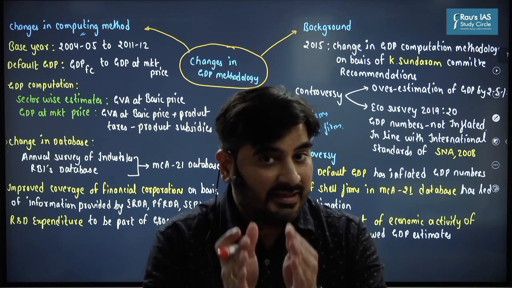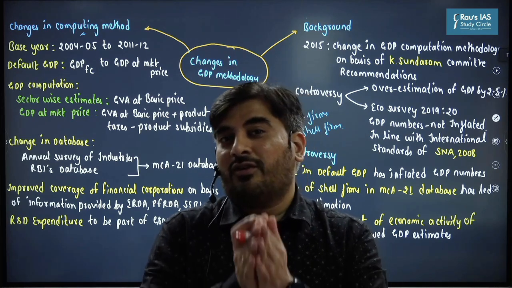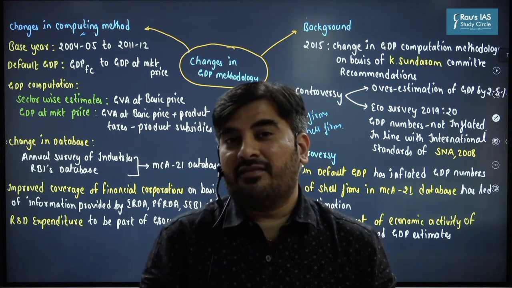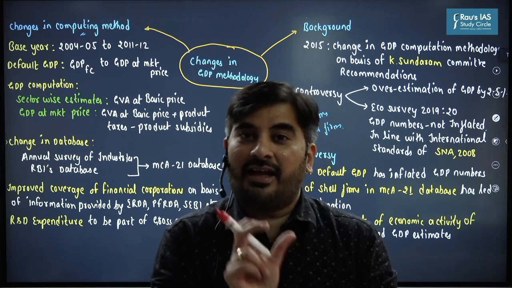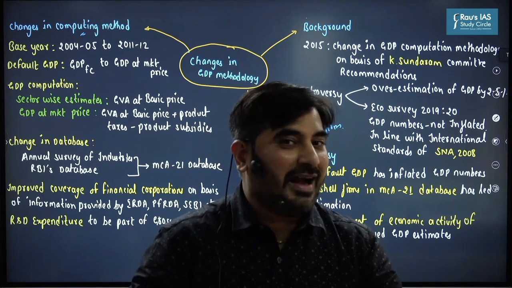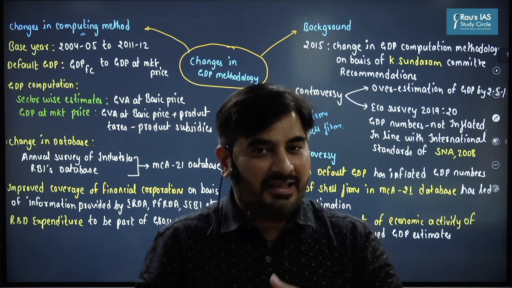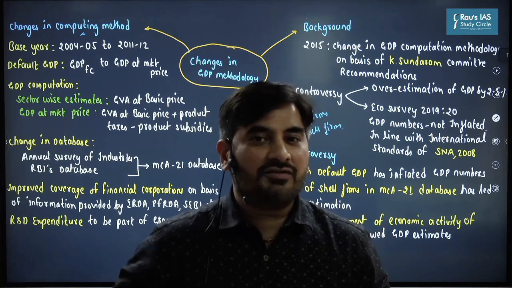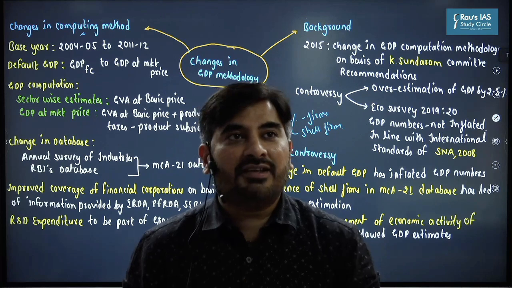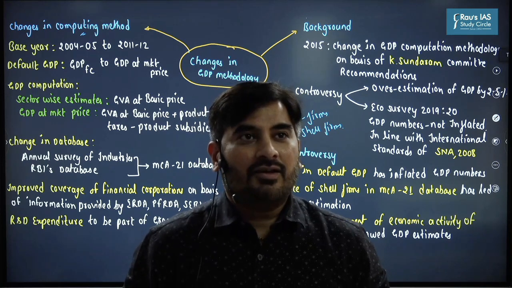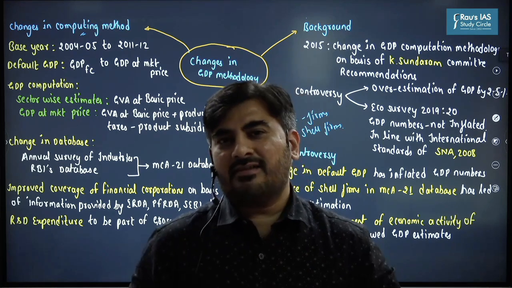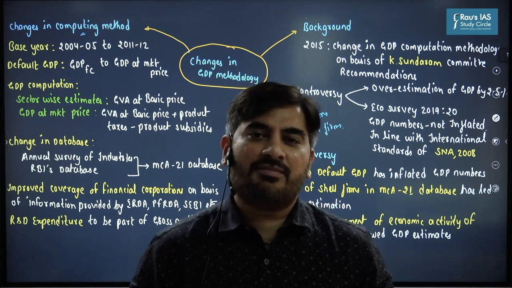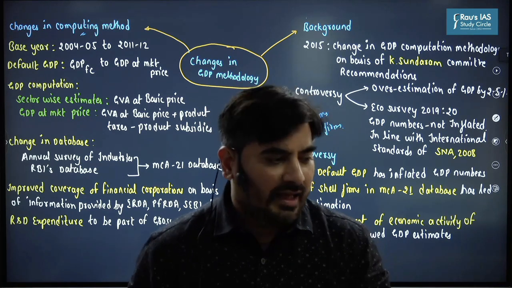So same here, in the MCA 21 database, we have almost around 38% of companies which are shell companies, which are actually not producing any goods and services, but on their balance sheet, they are showing economic transactions. Now just imagine, if you take the production of goods and services of these companies into account for the calculation of GDP, don't you think our GDP numbers will be inflated? So this was a valid concern raised by some of the economists, that there are a number of shell firms in the MCA 21 database.